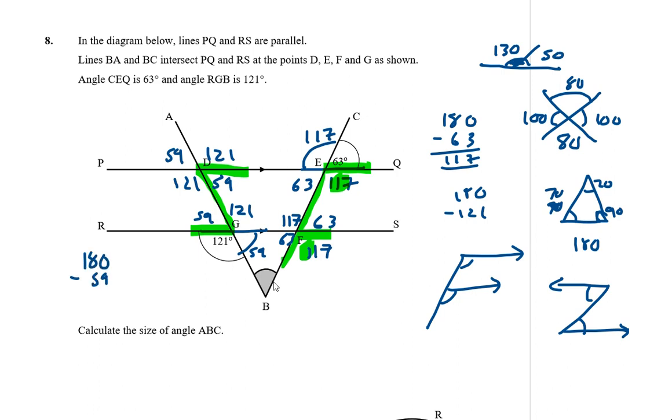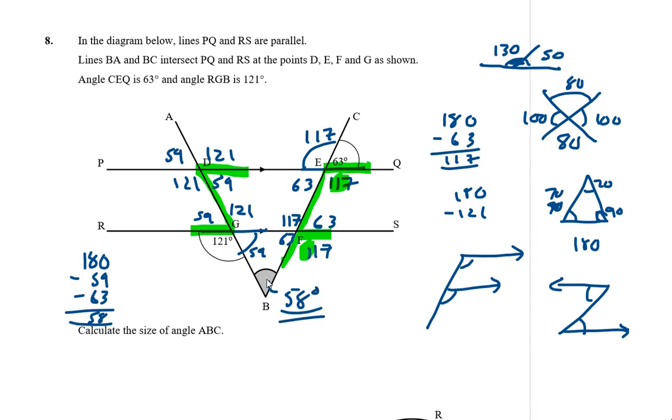So I'm going to have to take away 59 and take away 63 to work out the angle that's left at the end. So you can use your sum. It's good to show your working. So 180 take away 59 and take away 63. That's going to leave me with 58 degrees in here. Okay, so that angle is 58.